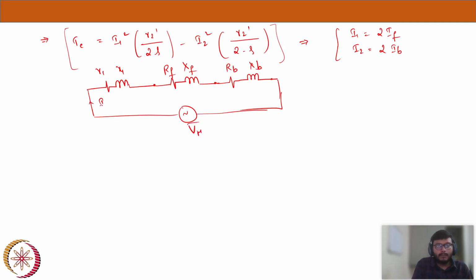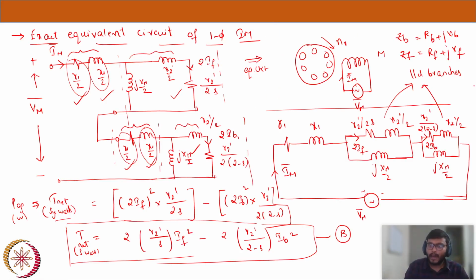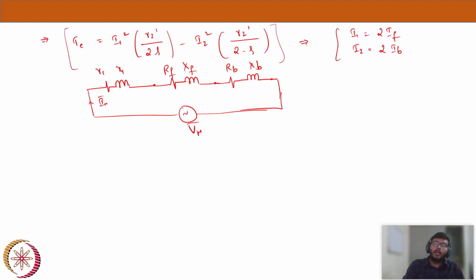VM. Now if you see these two parallel branches in the equivalent circuit, the resistance part is only one term, R2 dash by 2s and R2 dash by 2 minus s. The equivalent will only affect the reactance part, but not the resistance part. So here the RF and RB values are directly those two only, R2 dash by 2s and R2 dash by 2 minus s.